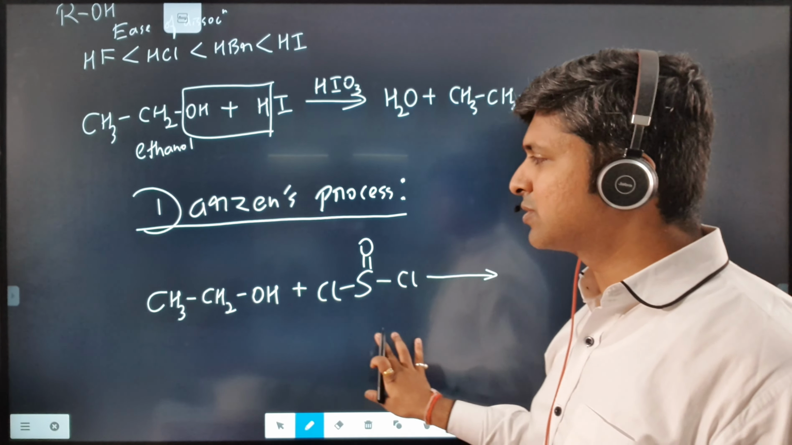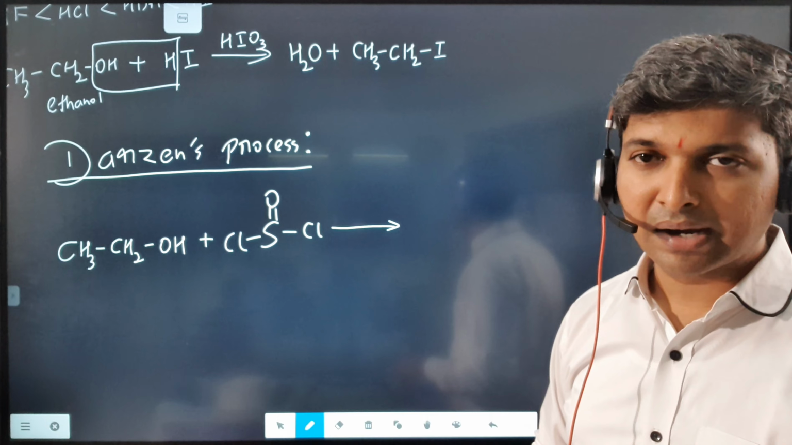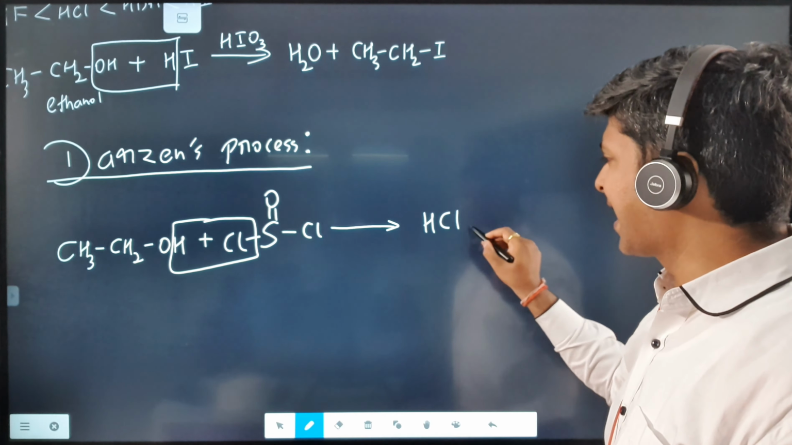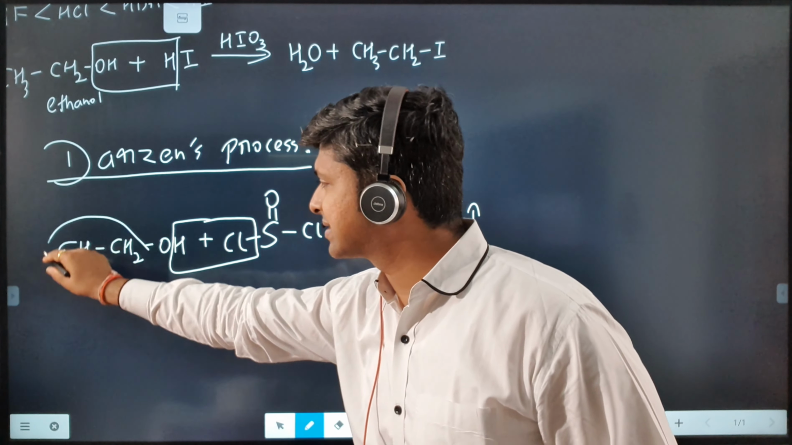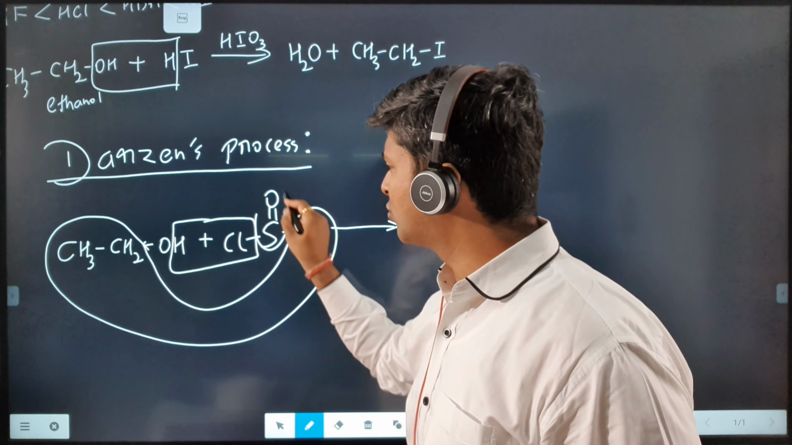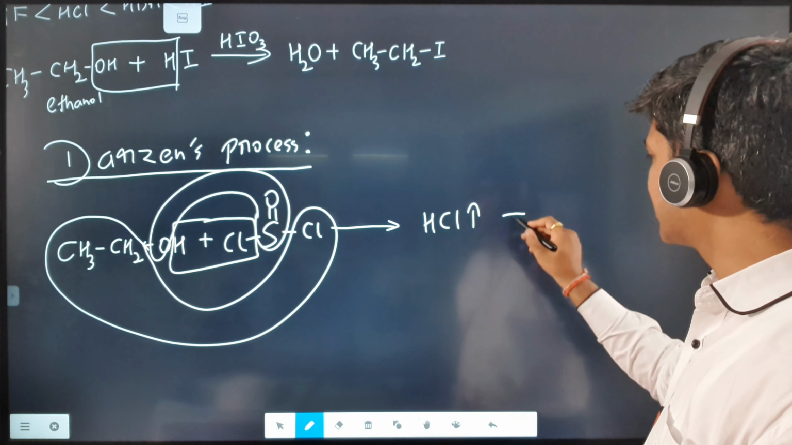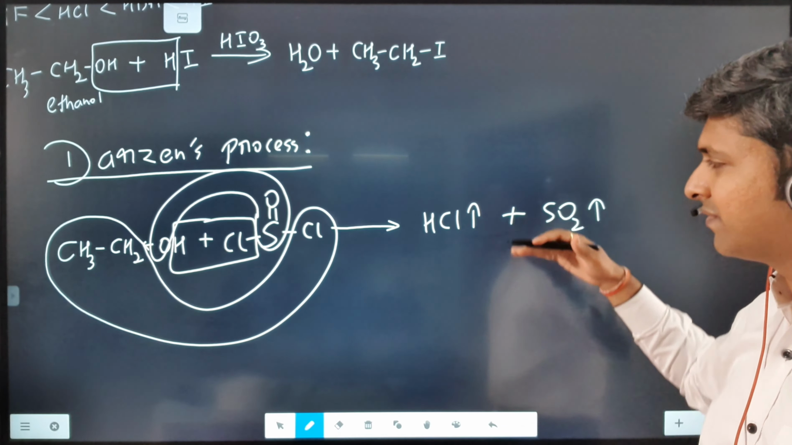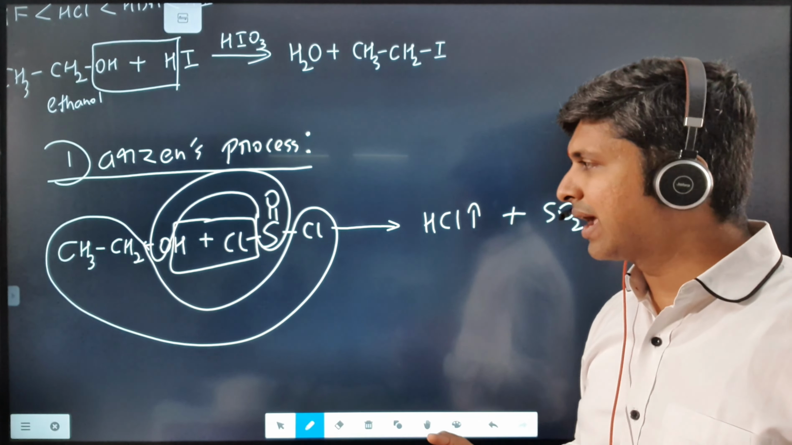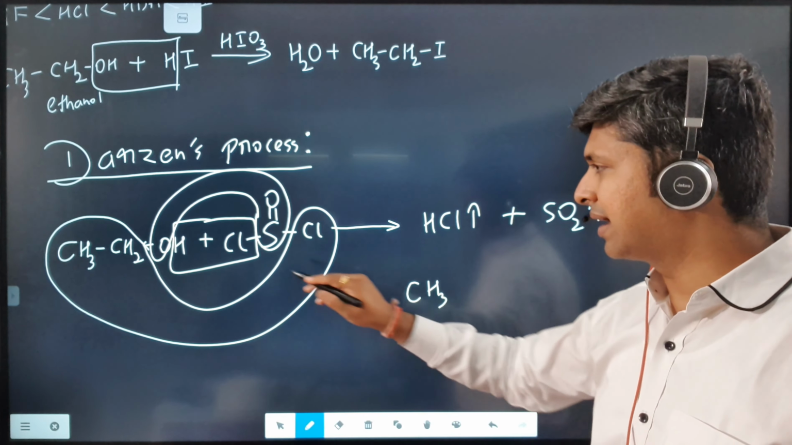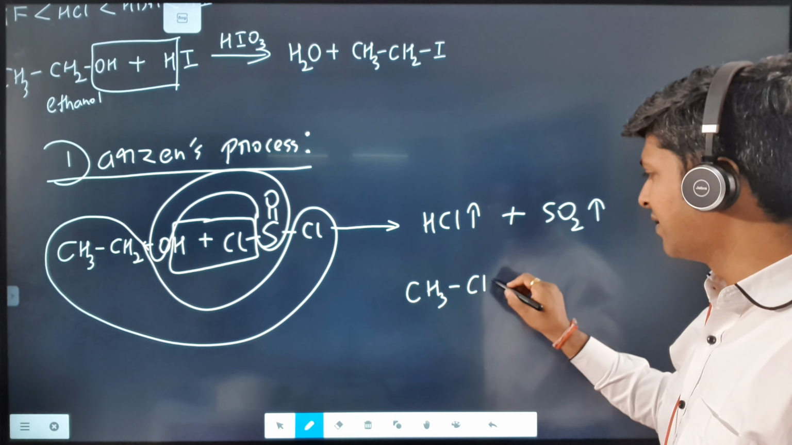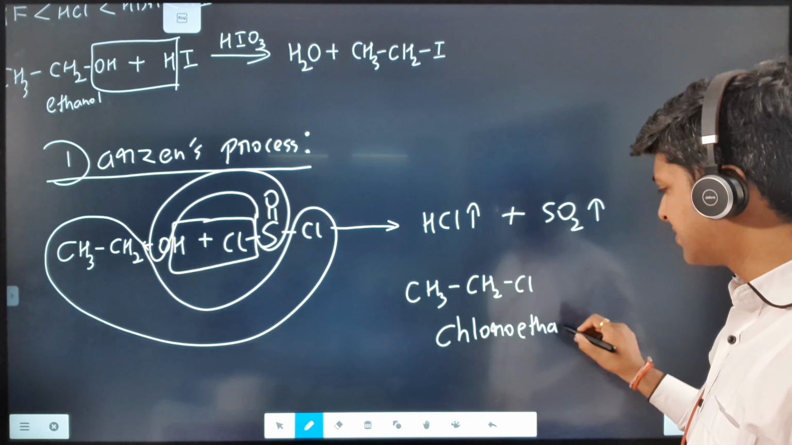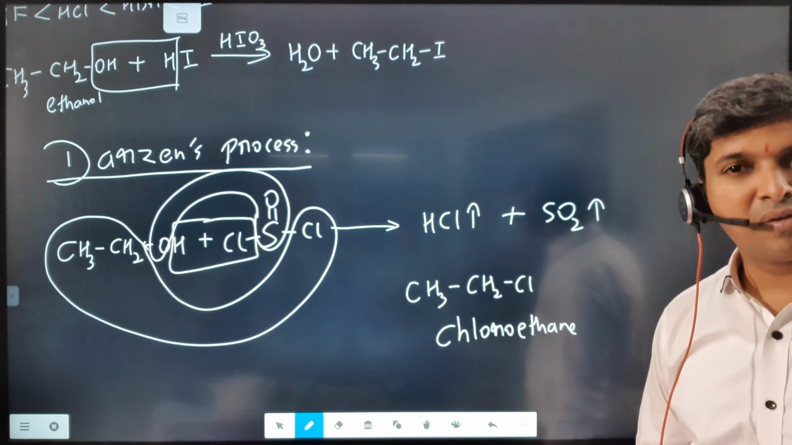Both the byproducts obtained in Darzens' process are gases, due to which you can directly get the product. HCl is a gas, and CH3CH2 will combine with Cl, and the SO and O will combine to form SO2. Both of these byproducts are gaseous, so we get rid of SO2 and HCl easily without using any separation method. Directly we get chloroethane. Because we directly get chloroethane, this method is the commercial method for preparation of haloalkanes.